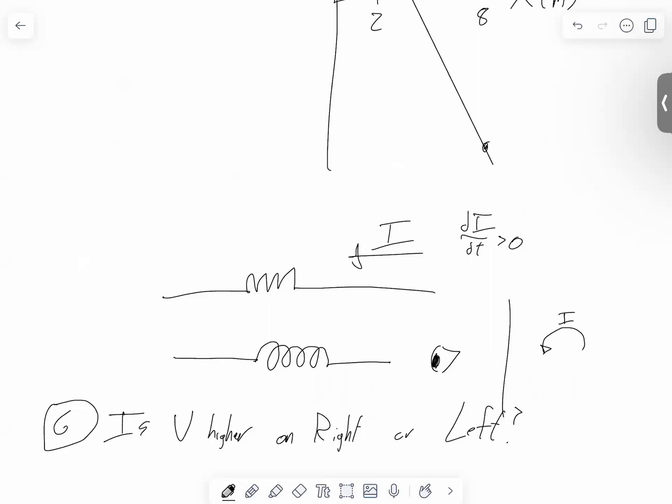No, it has to oppose. It has to oppose. Yes, to the right, everybody to the right. There's the final step: the reaction current opposes the initial current.